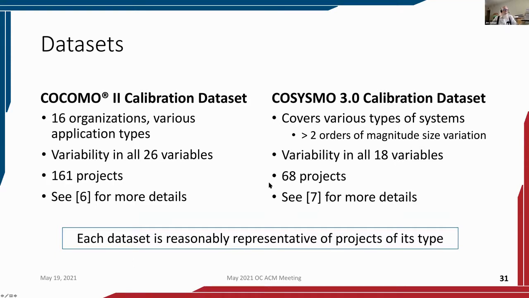Let me mention something to set up what you're going to see. COCOMO 2 has 161 projects and 26 variables. That's 6.5 projects per variable. COSYSMO 3.0 has 68 projects and 18 variables. That's 3.9 projects per variable. COCOMO 2 is more powerful in this regard. You're going to see that in general, it has more results and more statistically significant results than COSYSMO 3. And this is why. It's because of the ratio of the number of projects to the number of variables.